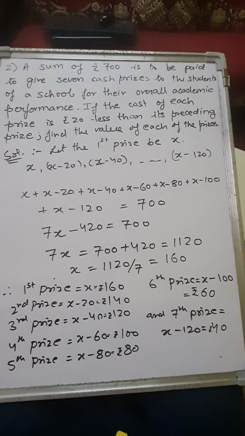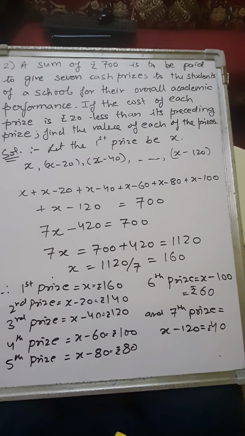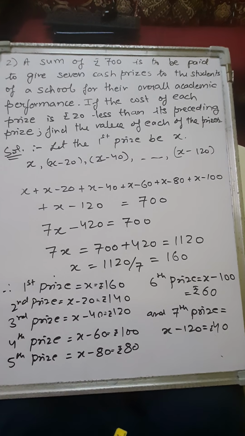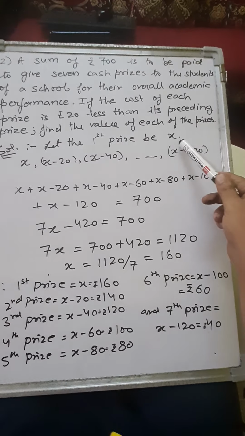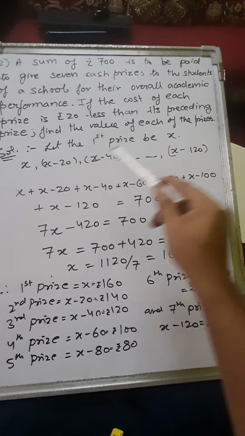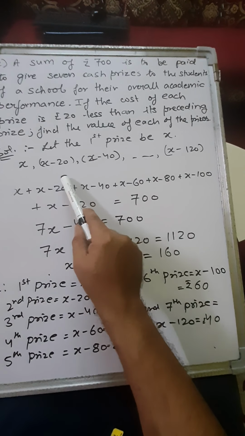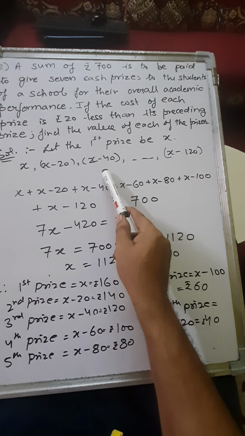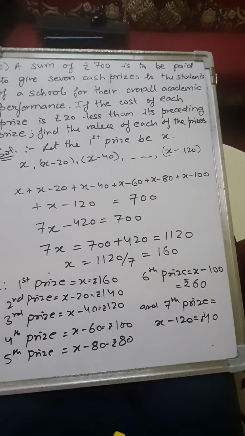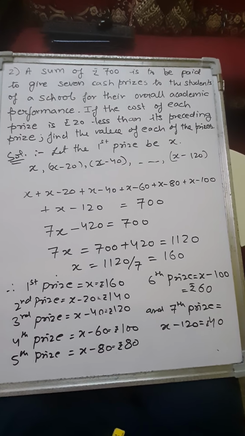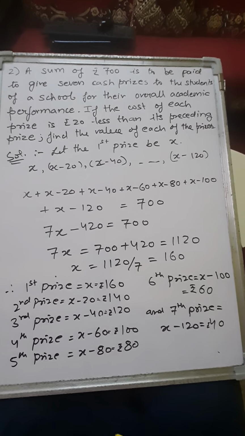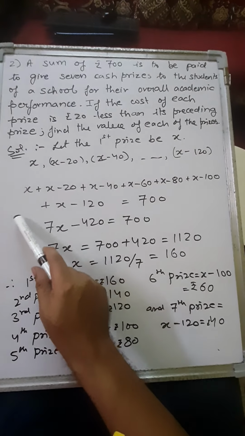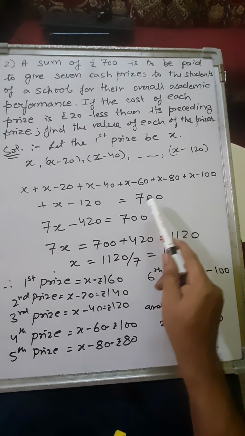Every time we move to the next prize, the cost decreases by rupees 20. So if we let the first prize be X rupees, then the next prize will be X minus 20, then the next will be X minus 20 minus 20, that is X minus 40, and so on, and the last prize will be X minus 120. According to the question, we have to distribute all 7 prizes from rupees 700. That means the sum of all these prizes will be rupees 700.